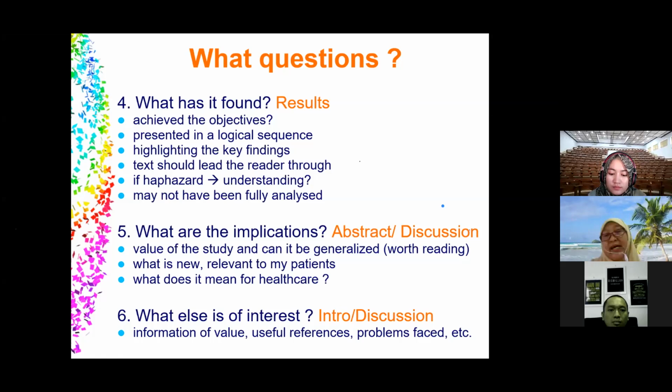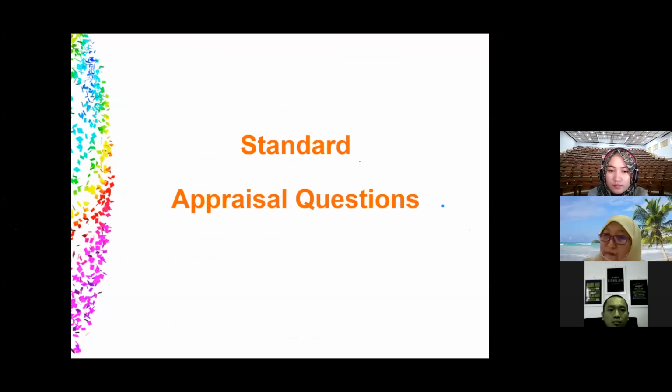Other things you can find in the introduction and discussion, maybe useful references, and what problems they faced when conducting the study. So you know that that is the problem. So when you want to conduct a study, you can take that as your guideline so that you can anticipate what the problems are. Okay. So far so good, can you understand?